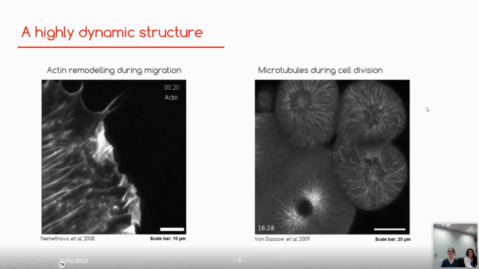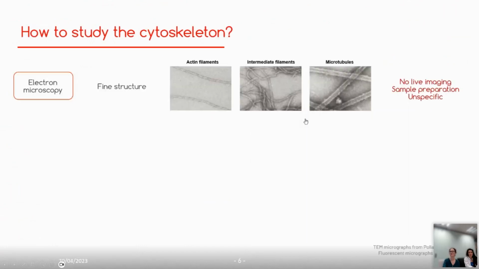To study these processes and to visualize the cytoskeleton, there are many ways to do that. The technique that gives access to the fine structure of the cytoskeleton is electron microscopy. Here I showed you three examples of transmission electron microscopy images of actin filaments, intermediate filaments and microtubules, where you can really see the difference in size of each of these networks. But the problem with electron microscopy, even if it gives access to the fine structure of the proteins itself and the assembly of the protein, is that it cannot be applied to study processes in live cells, and it requires heavy sample preparation.